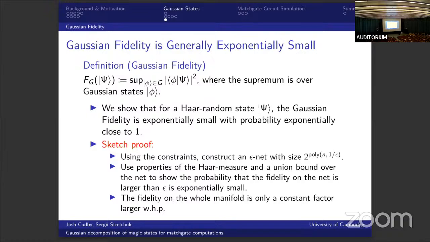Now, for a Haar random state, we can show that the probability of having non-negligible overlap is actually exponentially small. And just to sketch the proof, we use the constraints that we found, the independent set, to construct an epsilon net with size not too bad, essentially. Now, 2 to the poly n kind of looks bad, but it all shakes out in the end. And then we use properties of the Haar measure, and we take a union bound over that net to show that with high probability, the fidelity of any state on the net is exponentially small. And then the fidelity of any general Gaussian state, not necessarily on the net, is only a constant factor larger with high probability.